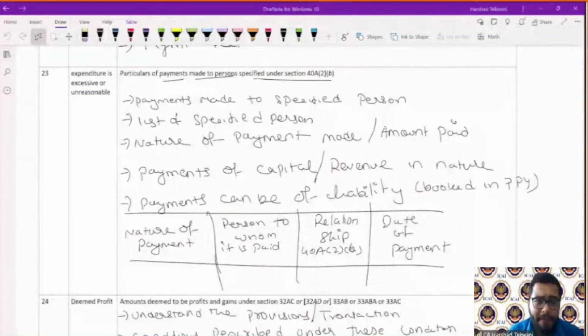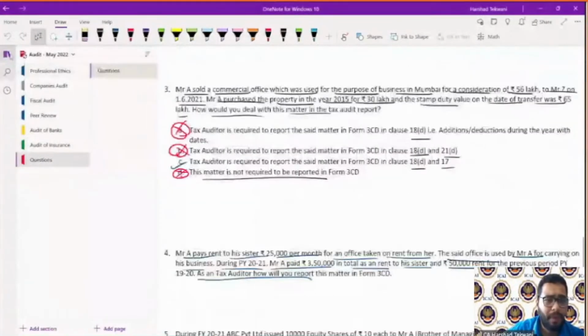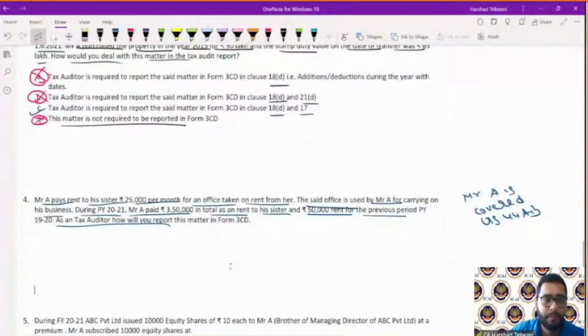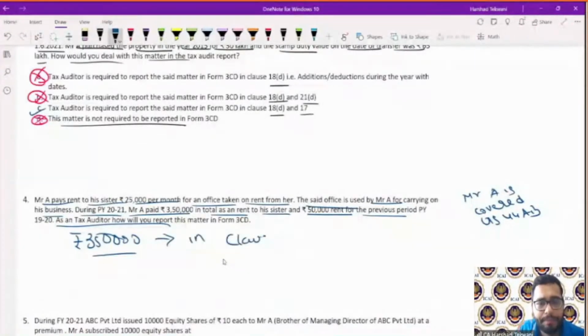If that person is covered under 40A(2)(b), then any payment made to that person is required to be reported in Form 3CD. Now, in the current case, this is a payment made to his sister by Mr. A. Sister is covered in the definition of relative, and the payment made is rupees 3,50,000. Irrespective of the fact that 50,000 is for the previous year, the clause asks for the payment made. The payment is 3,50,000. That is required to be reported in clause 23 of Form 3CD.